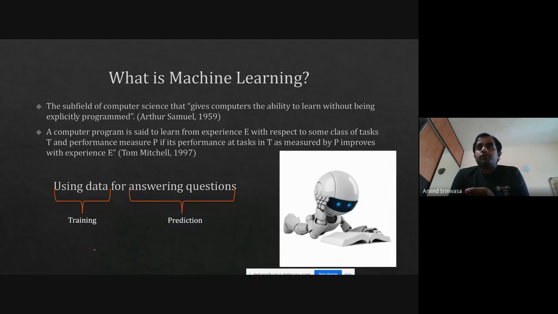Tom Mitchell in 1997 said a program is said to learn from experience E with respect to some class of task T and performance measure P, if the performance at task T, as measured by P, improves with experience. So what does it mean? With experience we learn new things. When we give a task, we perform the task and the performance is measured. If the performance of the task keeps on improving with our experience, that is called machine learning.